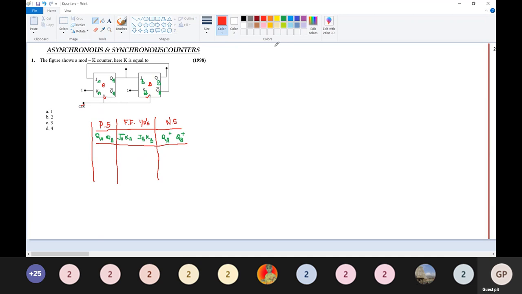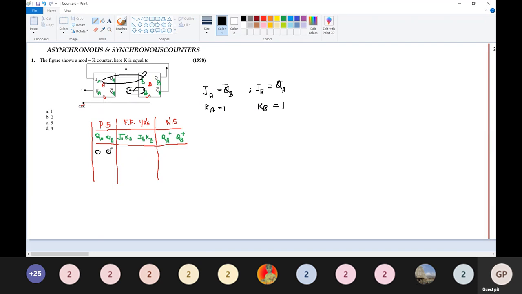Okay. So we'll put the initial condition as 0, 0. Now we'll see what are the status of JA, KA, that is, the inputs of the flip-flops. So here, what is JA? JA is equal to QB dash. And KA is equal to 1. JB is equal to QA. And KB is equal to 1, based on the logic diagram.